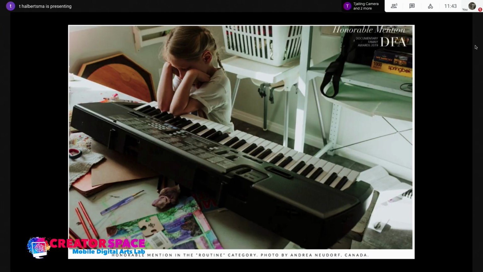Andrea Newdorf, also from Canada, beautiful photo about a situation in a house. You can give a different interpretation. If you're a parent, you would probably say, whatever. But if you're a kid, maybe you would say, you know, there are different interpretations possible. And that's what's making the story rich.